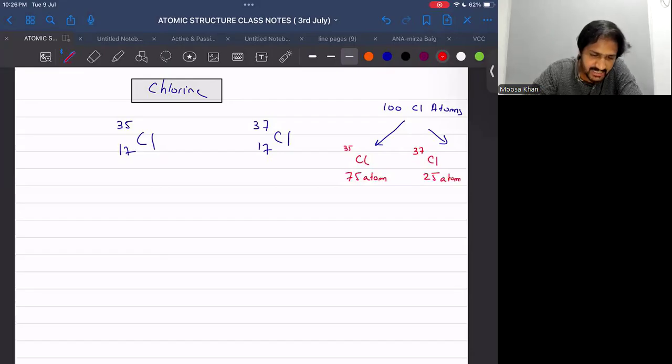Now, does this always stay like this? Yes, near about it stays this much. If we find the percentage of all the atoms of chlorine with the mass number 35, how do we find the percentage?